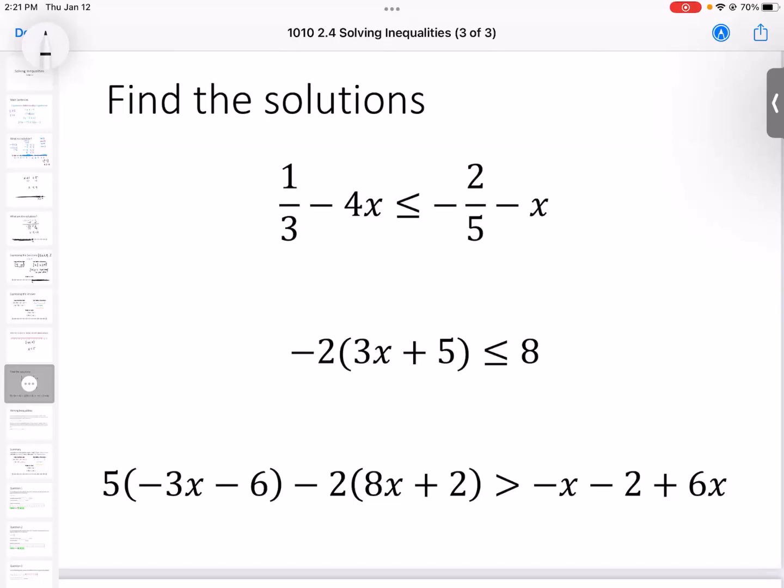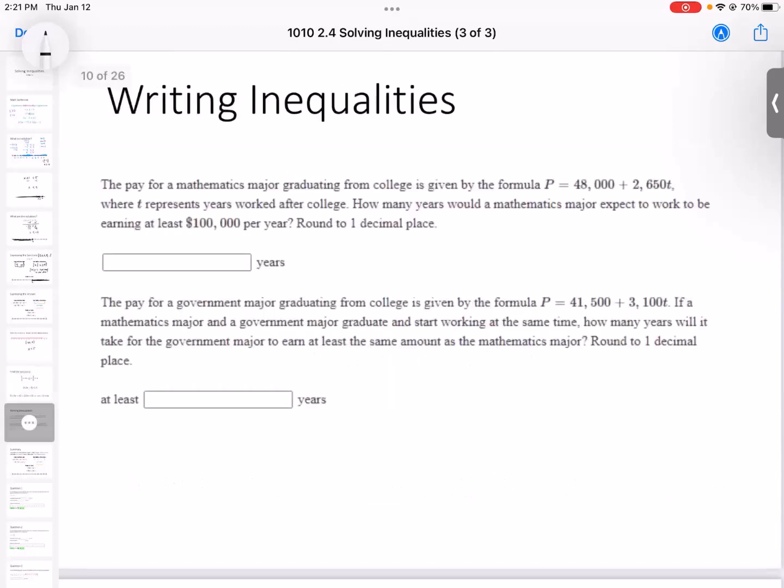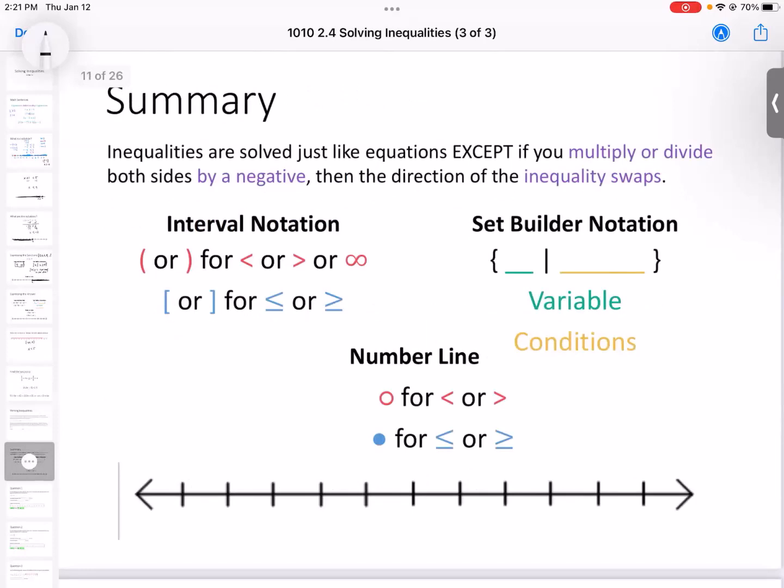But the basic idea, to summarize, is that inequalities are solved just like equations, except if you multiply or divide both sides of the inequality by a negative, you flip the sign. And then you have these 3 different ways of representing your solutions. So those are the key ideas you need to be able to complete your homework.